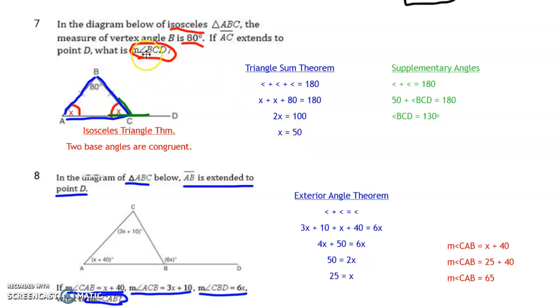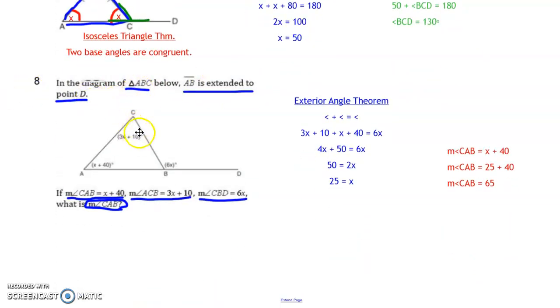Once we solve for x, it did ask us for the angle BCD. It's very important to annotate these problems. Notice how I circled what it's asking us to find so that I know whether I found it or not. Angle BCD is found by substituting values into the Supplementary Angles theorem, which is angle plus angle is equal to 180. I know this angle, angle x, which is 50, so I just needed to find this one, which is 130.